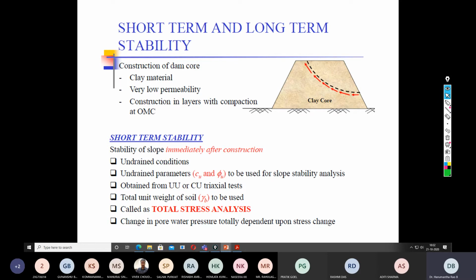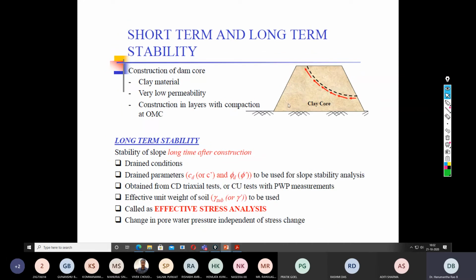So if you do not measure the pore water pressure parameter, then what we get is Cu and Phi U. So just try to recall our shear strength analysis. And when you allow the pore pressure parameter measurements, then what you get is the effective stress parameters, that is C dash and Phi dash. So during the short-term stability, one should consider the total unit weight of the soil, that is the bulk unit weight of the soil. And the kind of stress analysis is called the total stress analysis. Change in pore water pressure is totally dependent upon the stress change.